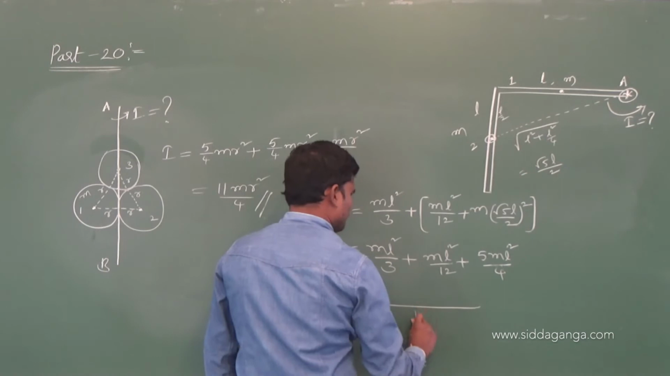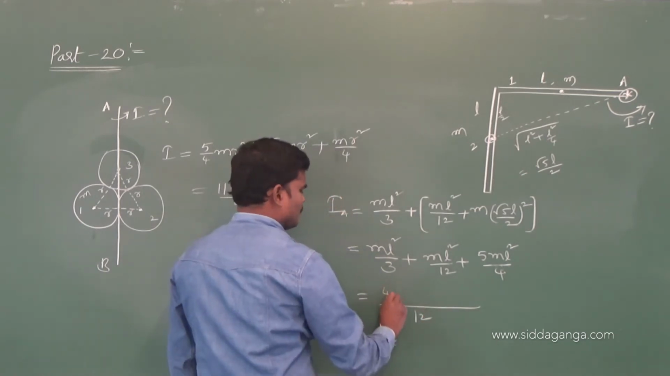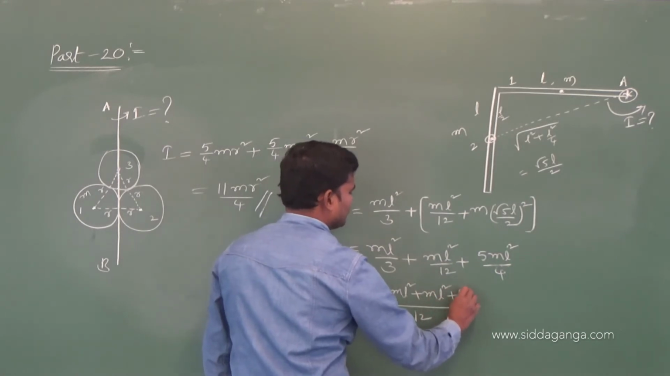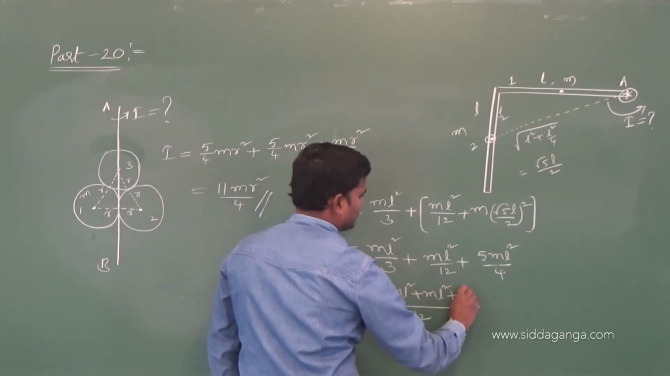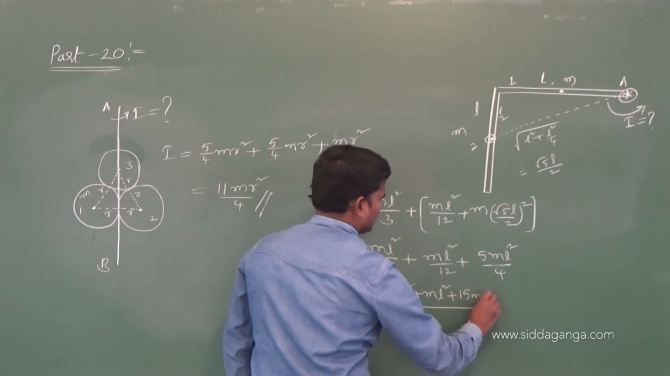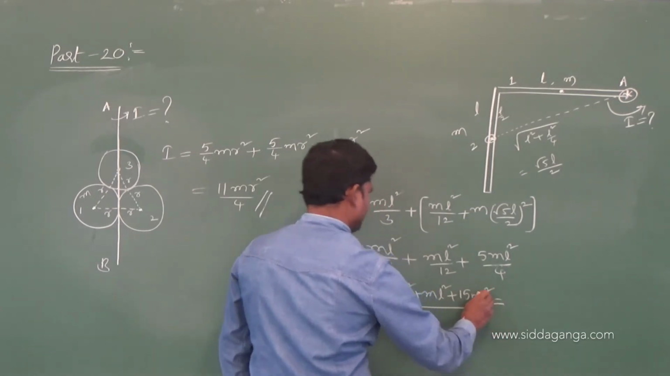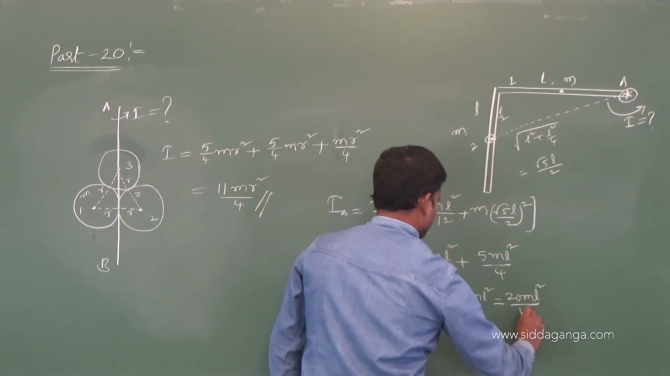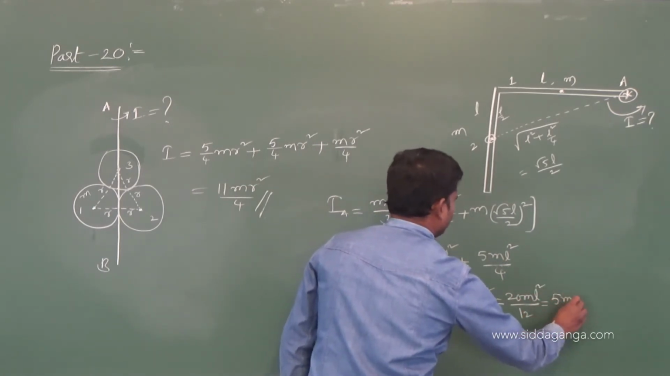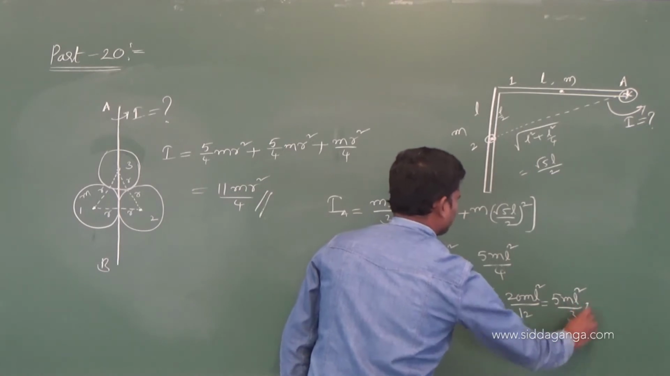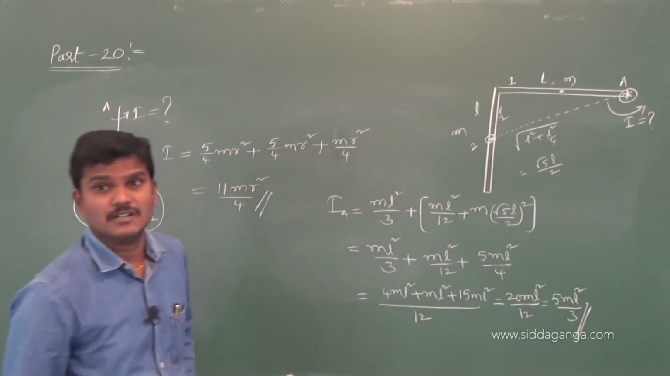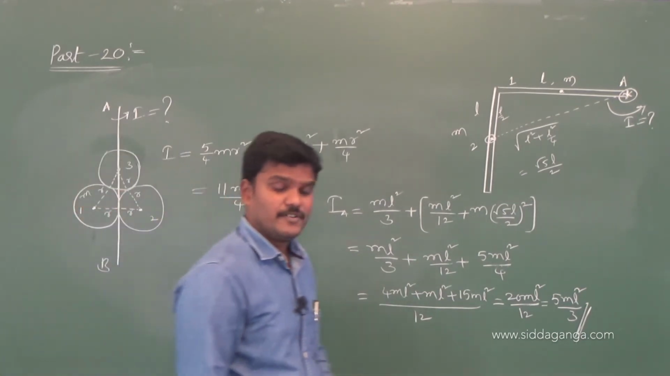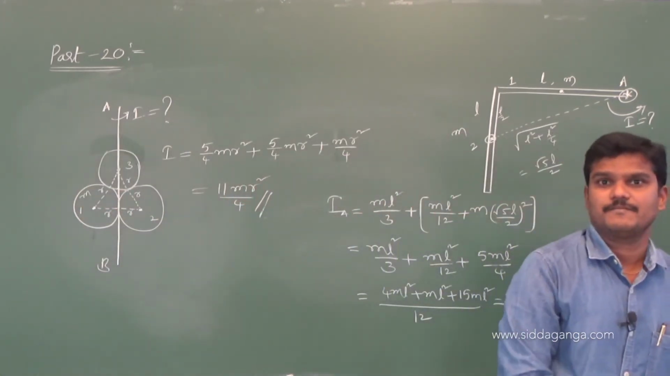So 12, 4 ML square, ML square, so 3, 15 ML square. This is 20 ML square by 12, 5 ML square by 3. Check the calculations. So how much am I getting? 5 ML square by 3. Okay.